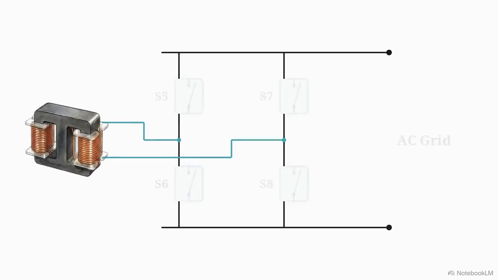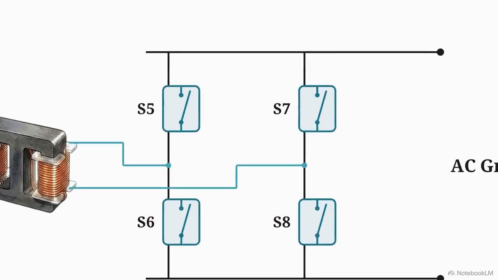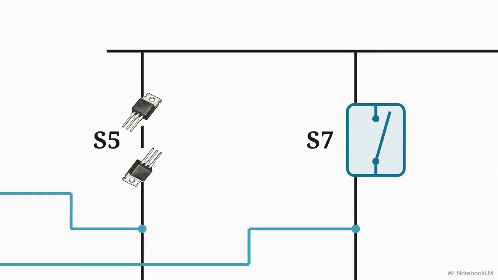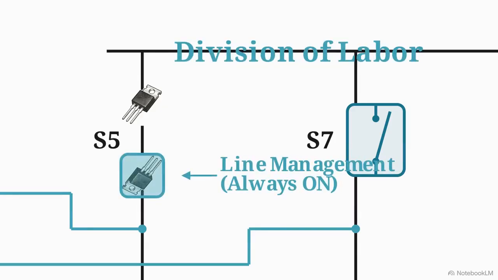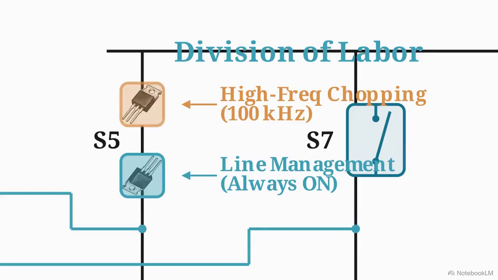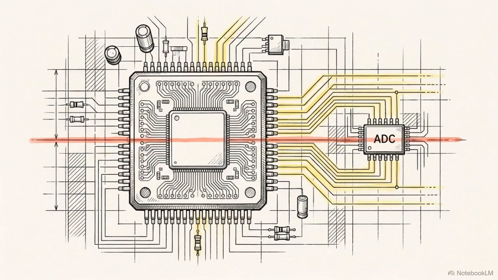Here is the hardware solution. At every secondary switch position, S5 through S8, the standard switch is replaced by two back-to-back MOSFETs. They divide labor between low-frequency line management and high-frequency chopping. The first degree of freedom in this system is the low-frequency grid state machine, operating at the line rate of 50 or 60 Hz. The microcontroller continually monitors the incoming AC grid voltage, tracking its polarity using an analog-to-digital converter or a dedicated zero-crossing interrupt.